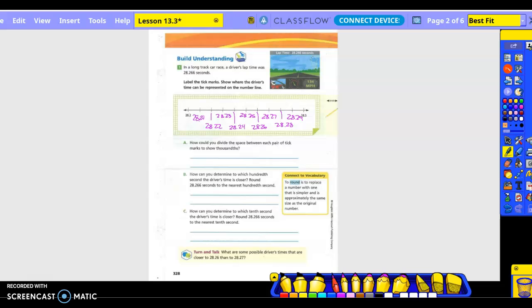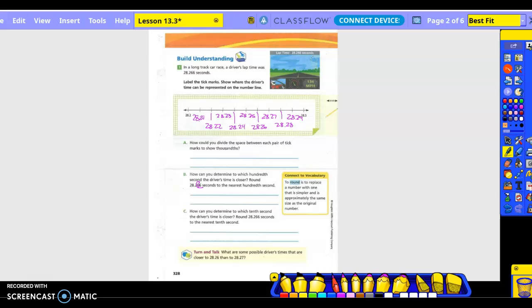How can you divide the space between each pair of tick marks to show the thousandths? We just said that, right? We went ahead and divided it into hundredths, because we already talked about it and did it. How can you determine to which hundredth second the driver's time is closer? If we want to go to hundredths, we're going to circle what place value? The hundredths place value. What's in the hundredths place? The first 6, right? And then we're going to underline the second 6 that's in the thousandths place. To round is to replace the number with one that is simpler and is approximately the same size as the original number.